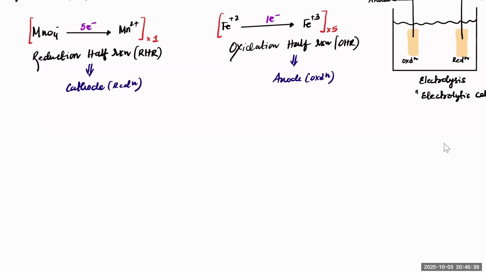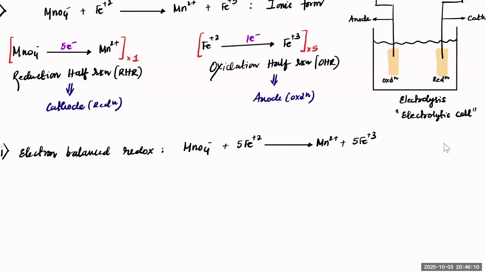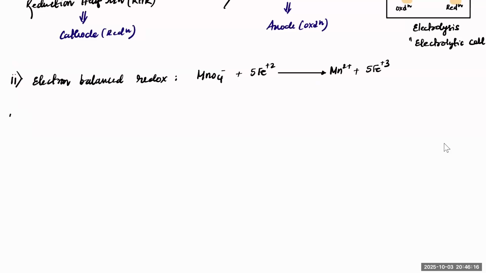So now, after adding, you will get the second equation, which is called the electron balanced redox. So what is the electron balanced redox? MnO4 minus plus 5 moles of Fe2+ is giving Mn2+ plus 5 moles of Fe3+. This is the electron balanced redox. Clear?